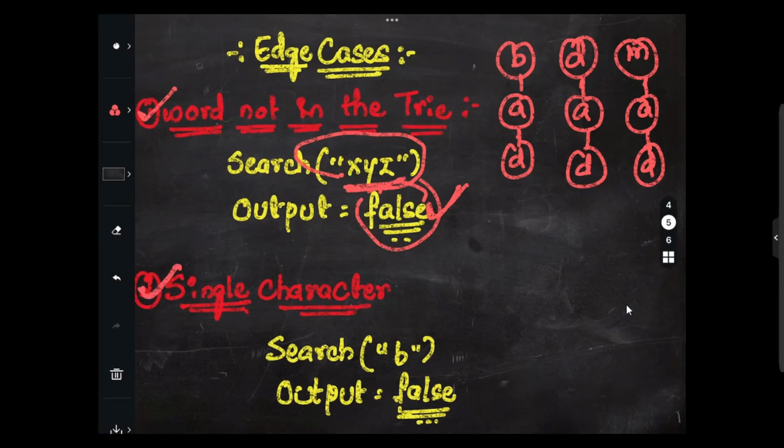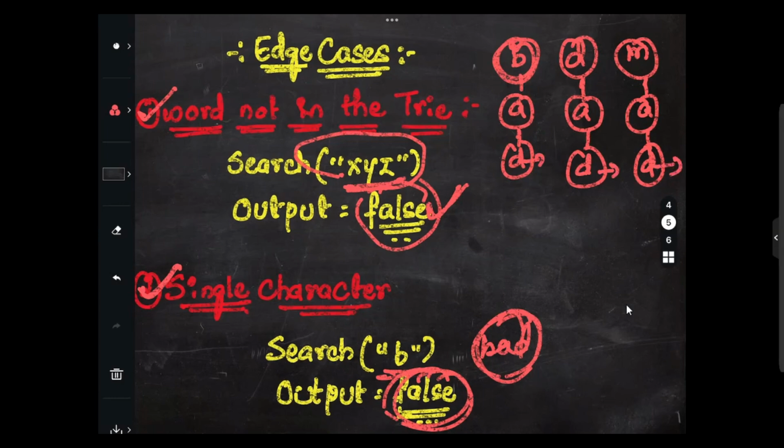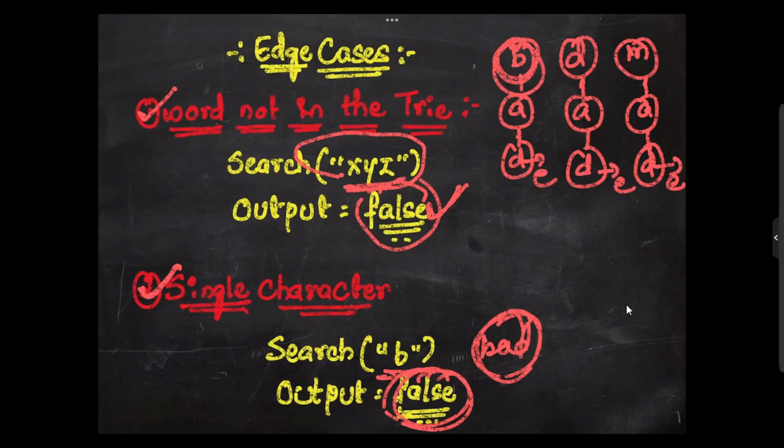Next edge case is for the single character B. Here, this is false as well, right? Why is it false here? Only bad exists here. So we mark the end of the word here. B as a single character is not a complete word. This starts with B, no doubt, but the complete word is bad. So in this case also we have to return false.